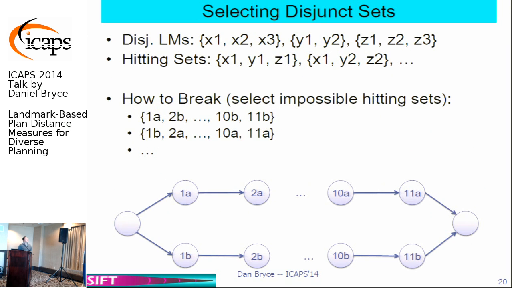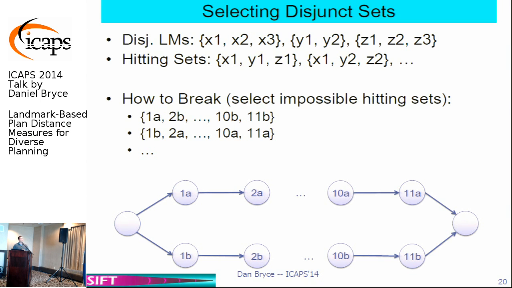So what this looks like in the general case is if I have a bunch of disjunctive landmarks at the top here. So x1 through x3 is one disjunctive landmark, has 3 disjuncts, and so on for the others. What I want to do is compute hitting sets on these disjunctive landmarks. So I would select x1, y1, z1 would be a possible candidate set to invoke DLAMA on.